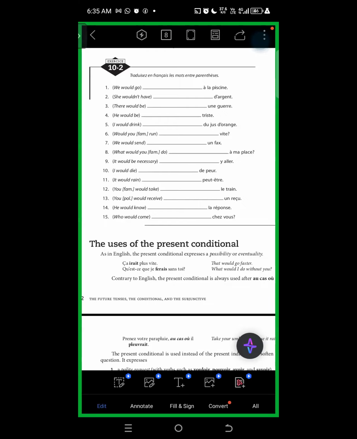Okay, now there would be. Il y aurait. Again? Il y aurait. Okay. It would be. Il serait triste. It would be sad. But my guy today, il serait heureux. He would be happy.